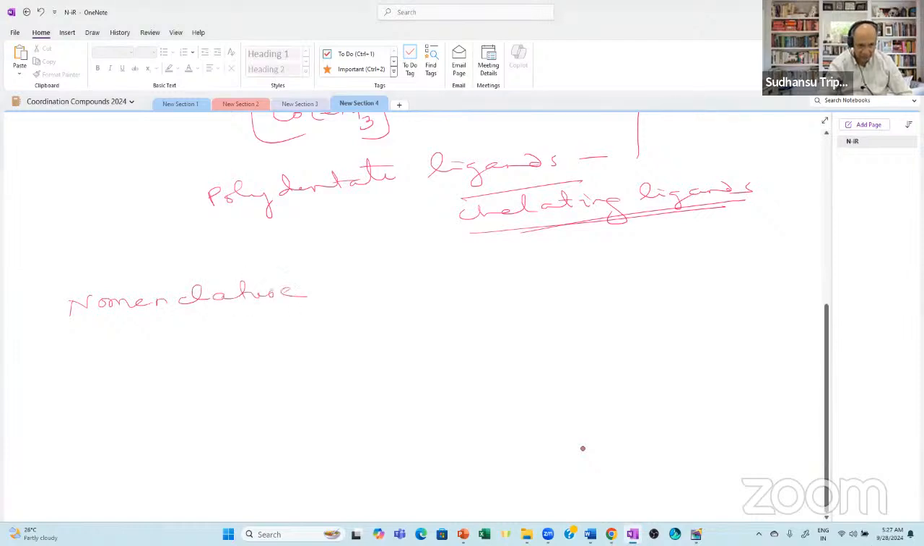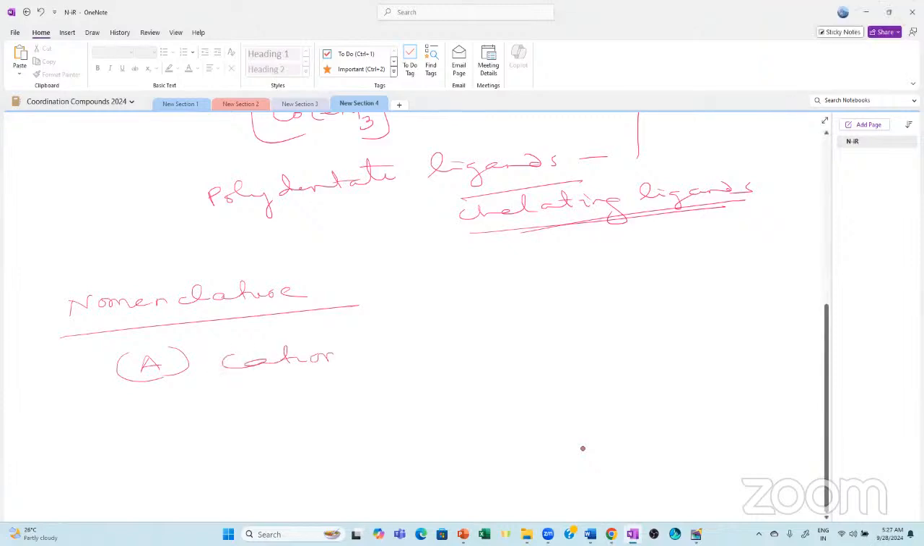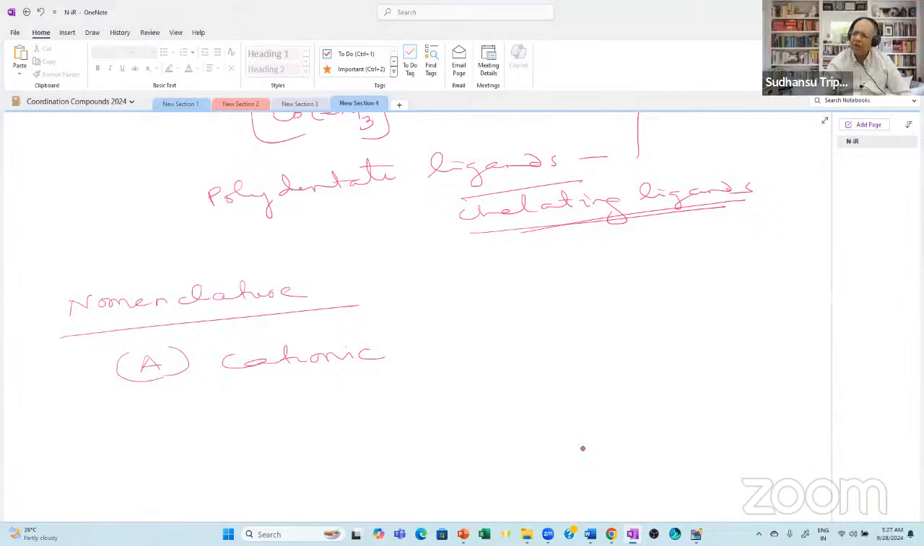IUPAC nomenclature. First, let us talk about cationic. Well, those things are for higher level things. I chose not to write flexidentate ligands. You can write them down at home.